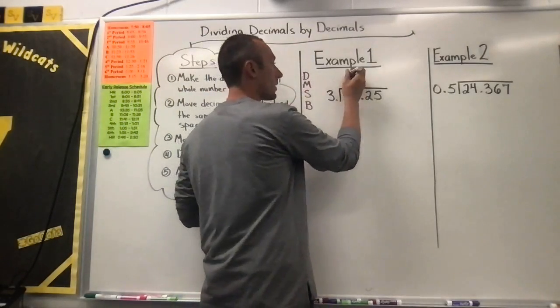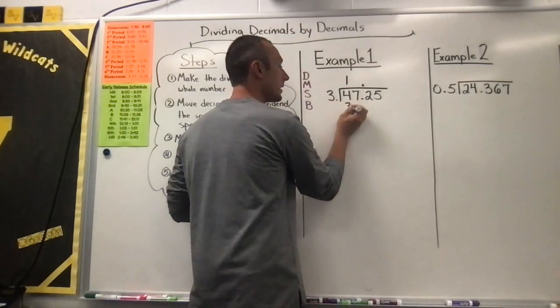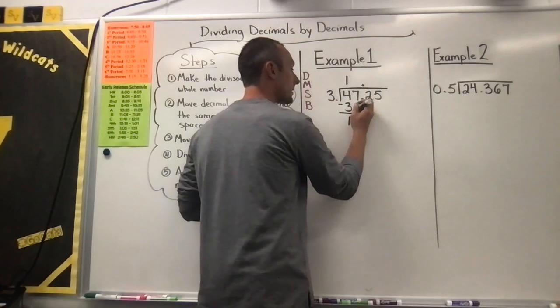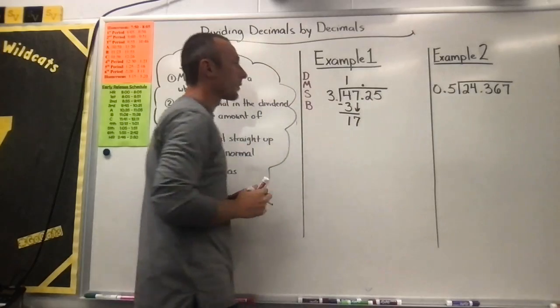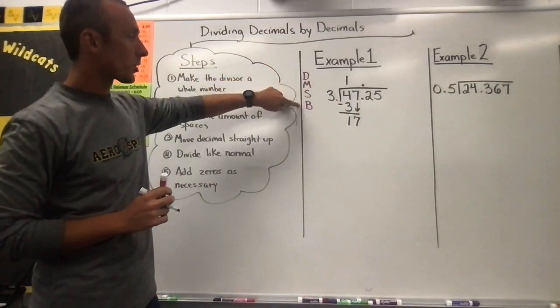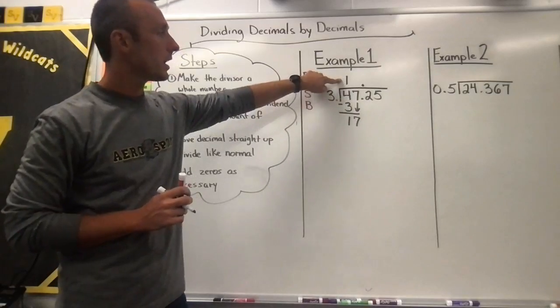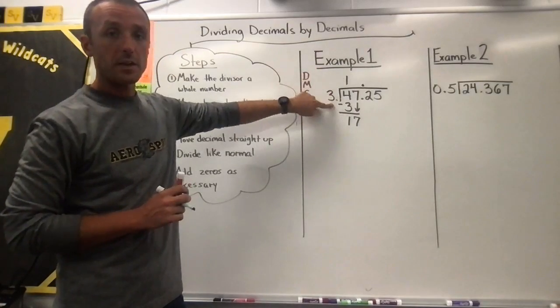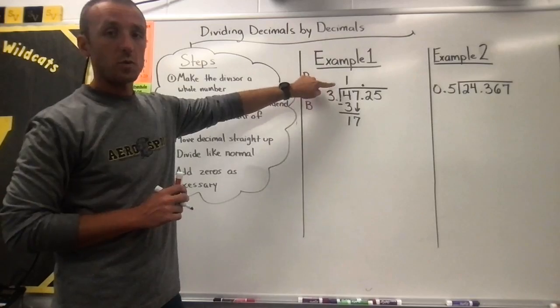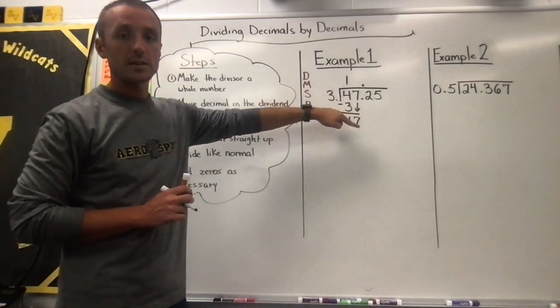3 goes into 4 once. 1 times 3 is 3. I subtract, I get 1. I bring down my next number. And if you remember, does McDonald's serve burgers? Divide, multiply, subtract, bring down. I divided 3 into 4 one time. I multiplied 1 times 3 and got 3. I then subtracted 4 minus 3 is 1, and then I brought down the 7.